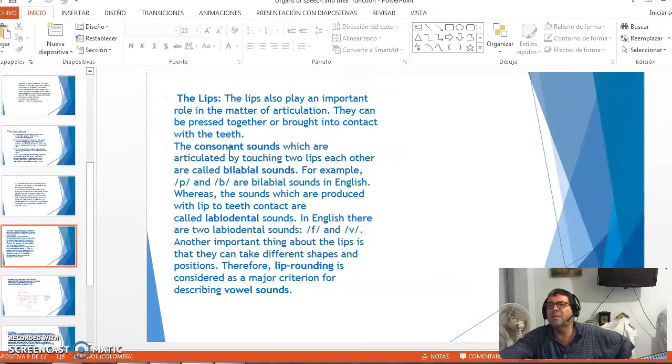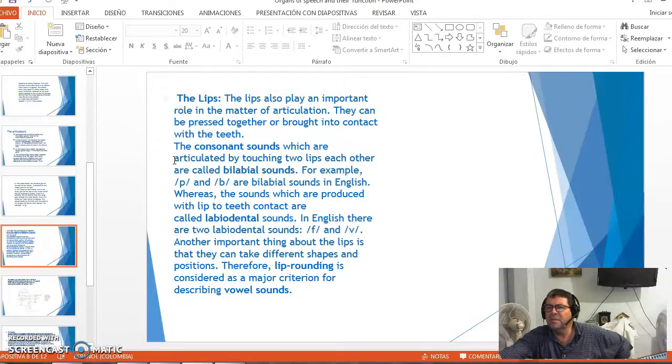The lips. The lips also play a very important role in the matter of articulation. They can be pressed together or brought into contact with the teeth. The consonant sounds which are articulated by touching the 2 lips to each other are called bilabial sounds. For example, p and b are bilabial sounds in English, whereas the sounds which are produced with lip to teeth contact are called labiodental sounds.